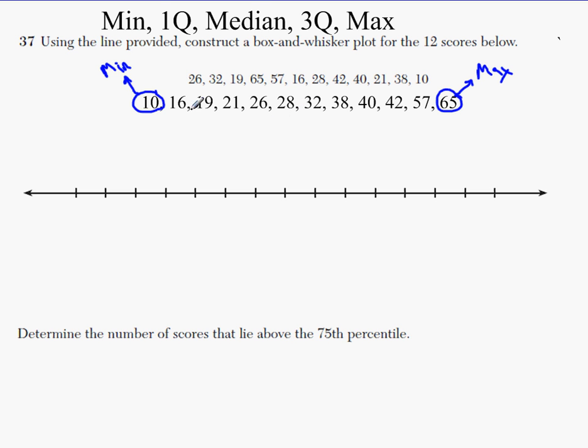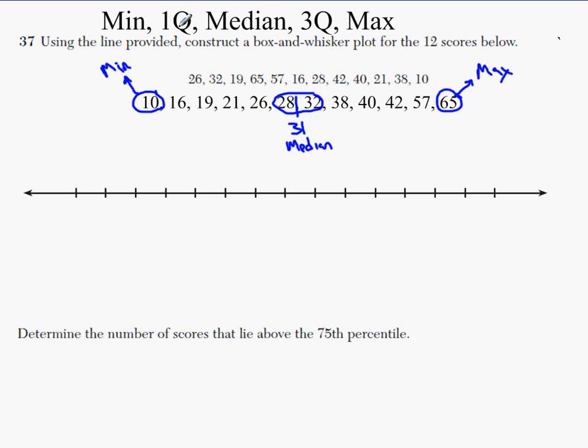The median is the number in the middle. We have 2 middle numbers. So since we have 2 middle numbers, these 2 numbers here, what we do is we take the average, and that's 31. So the median is 31.